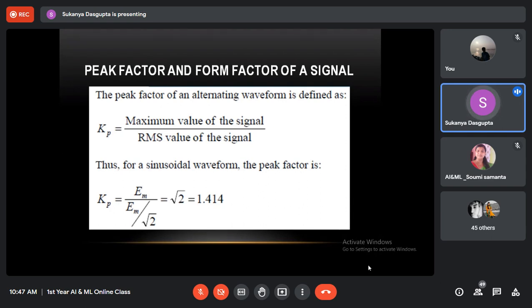Next, come to the peak factor and form factor. These two are very important terminologies in AC signal, in AC circuit analysis.